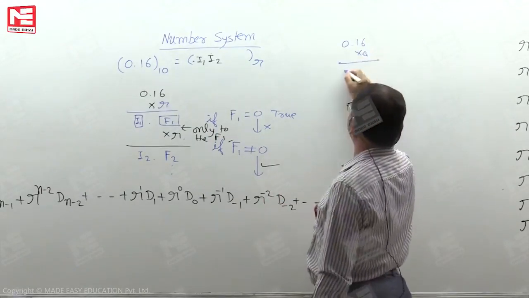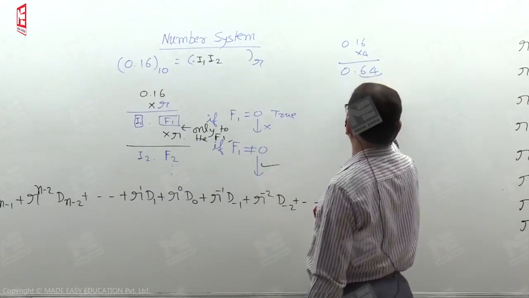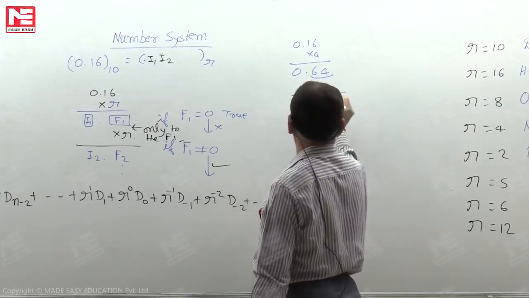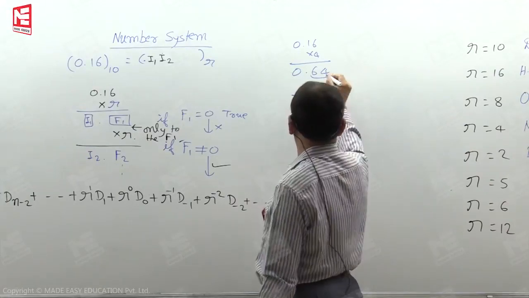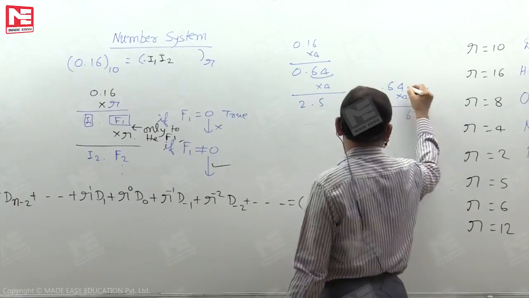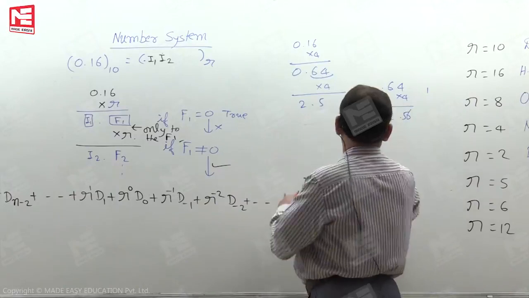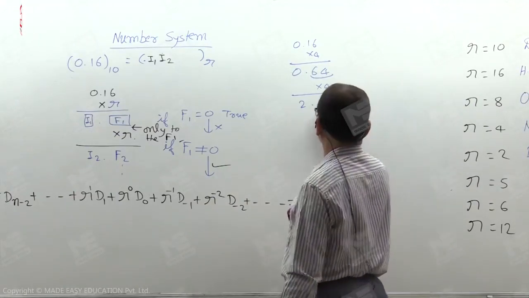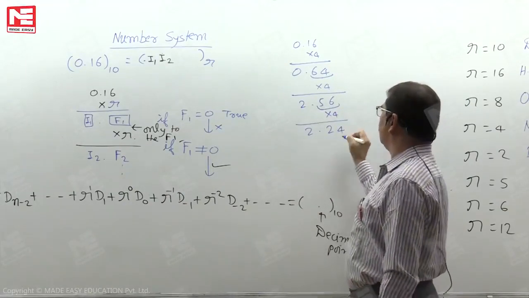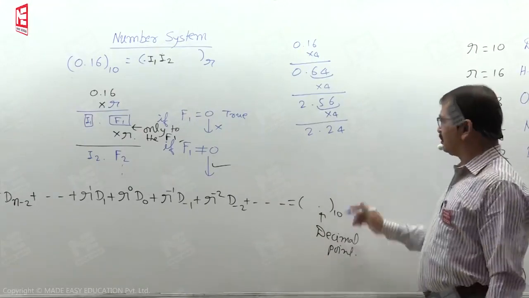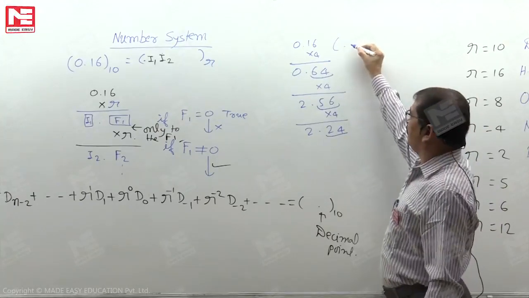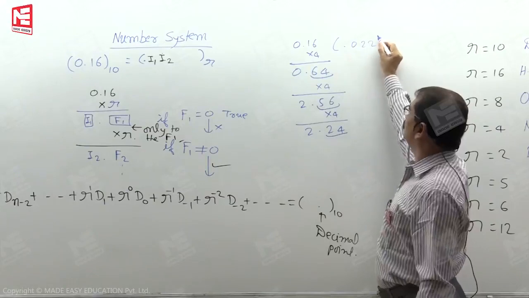For the equivalent nibble number, if you look, it is 0.64. The fractional part is not equal to 0, so we go for further multiplication. This gives 2.56. The fractional part is not equal to 0, so further multiplication gives 2.24. Here also, with any number of multiplications, the fractional part never becomes 0. So the equivalent nibble number after the nibble point is 0.022.